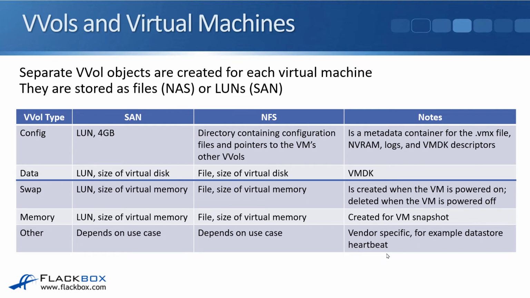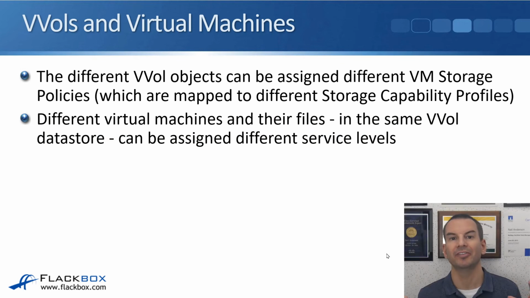The next VVol type is memory, and that is created for a virtual machine snapshot. So if you don't have a snapshot, that won't exist. If you do create a snapshot, then that is going to create the memory VVol. In SAN, again, the same as the swap and the data VVols: it will be a LUN, the size of the virtual memory. For NFS, it will be a file, the size of the virtual memory. You can also have other vendor-specific VVols as well, for example, for data store heartbeats. Okay, so those were the VVol objects that go into the VVol data store.